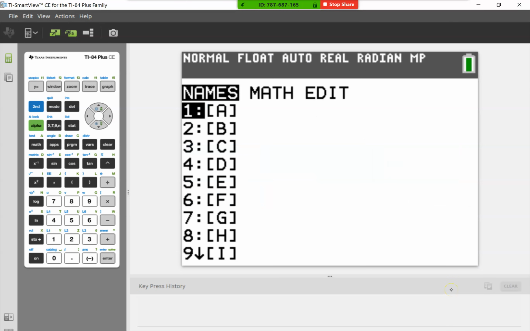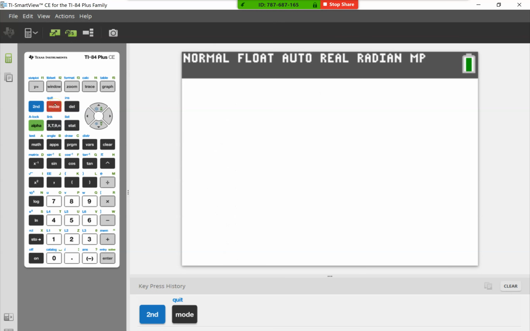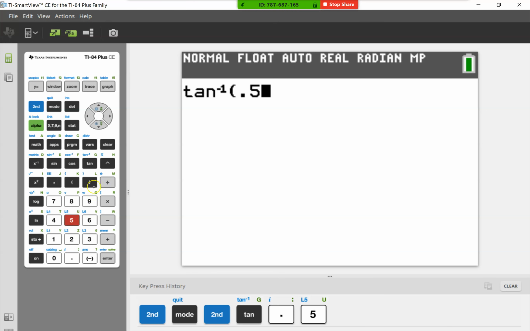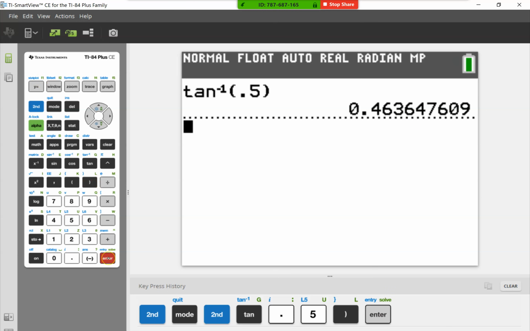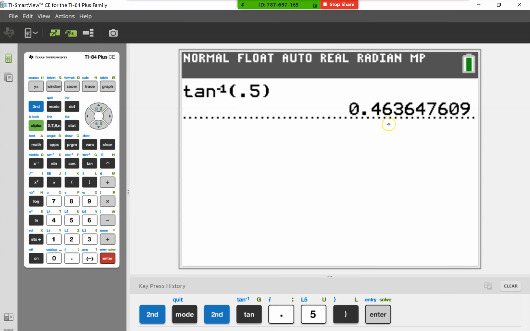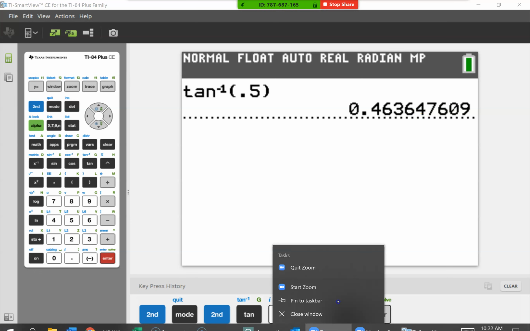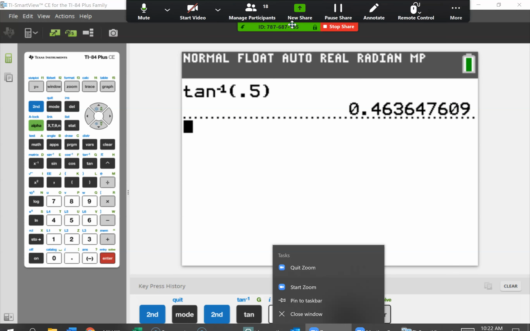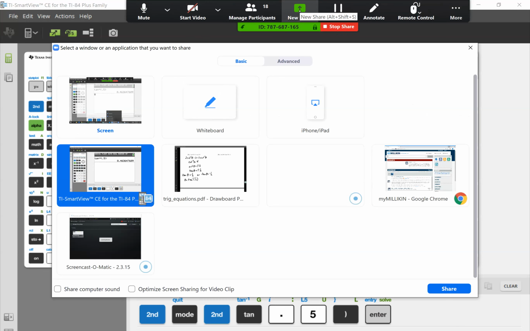All right, so I want to do inverse tangent, and then I want to take 0.5, and this will tell me if I'm in degrees or radians. I'm in radians here. So when I do inverse tangent of a half, I get this 0.4636 number. So let me go back over to where we were. So that was 0.4636.